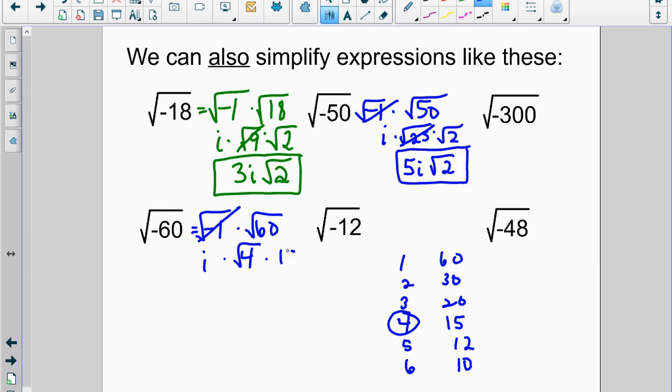Square root of 4, square root of 15. I know that the square root of 4 is 2. I bring the i and put it after it, since i times 2 is 2i. And I leave the square root of 15 at the end of the expression. 2 times i times the square root of 15 is our simplified answer.